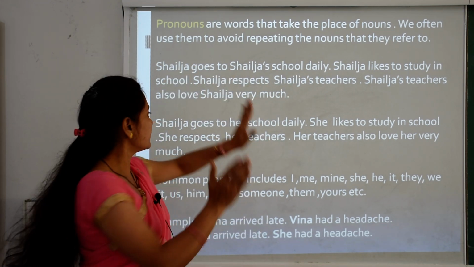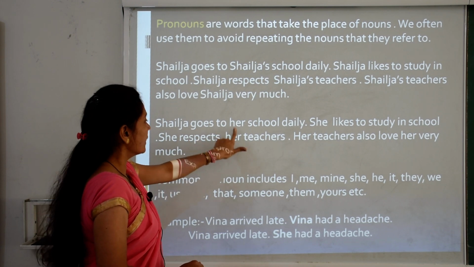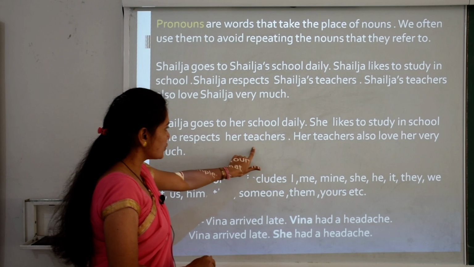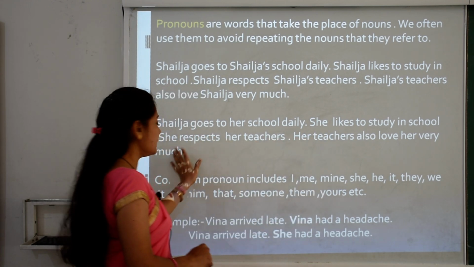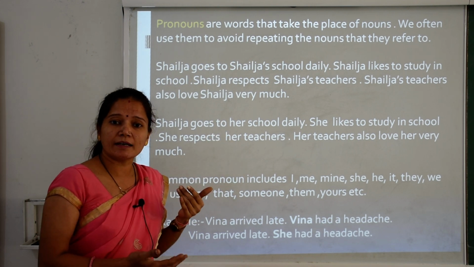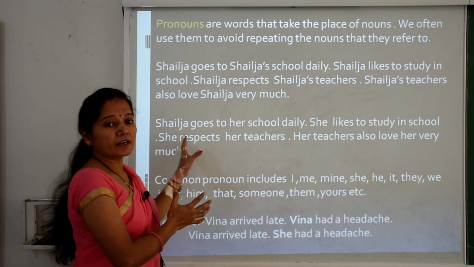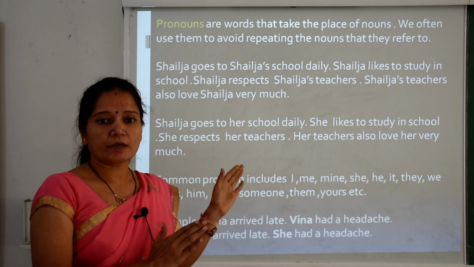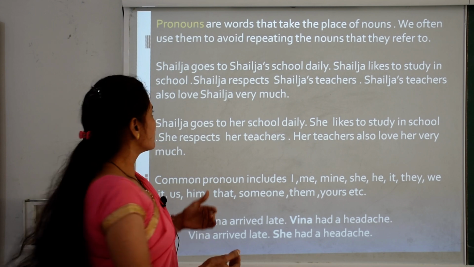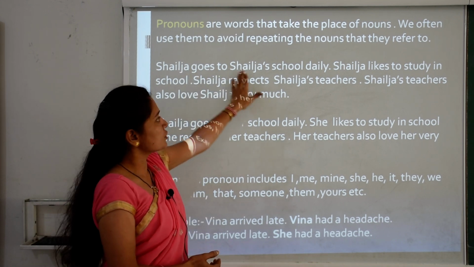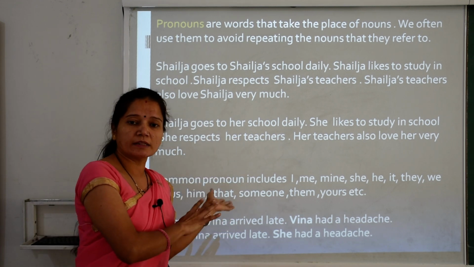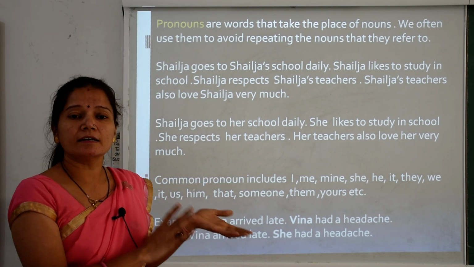Okay. Now let's read this sentence. Shelja goes to her school daily. She likes to study in school. She respects her teacher. Her teacher also loves her very much. So when you see the sentence, what changes did I make here? I used pronouns in the place of nouns. Instead of repeating the proper noun, we use pronouns. In the first version there was the repetition of Shelja, Shelja, Shelja, and in this sentence we used pronouns to avoid that repetition.